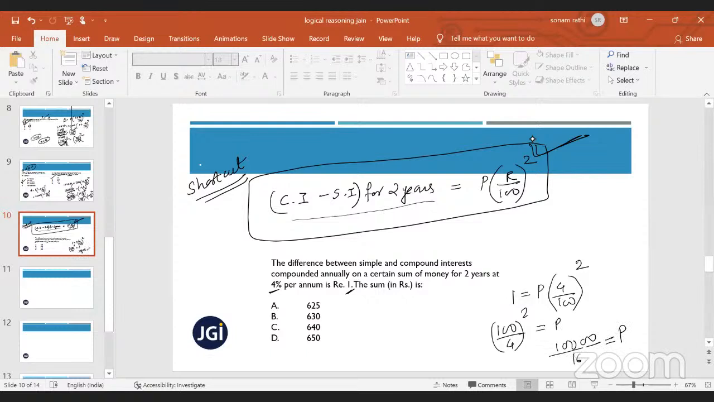P will be how much? Tell me. How much will be P? 625. Perfect. Right? So this is very easy. Using this shortcut is very easy. You can do the same question with the longer method. You will find CI separately, then you will find SI separately, then take the difference. But that is very lengthy. So this is better.